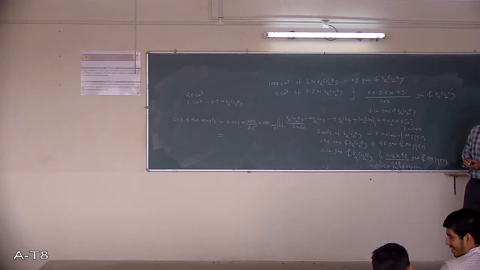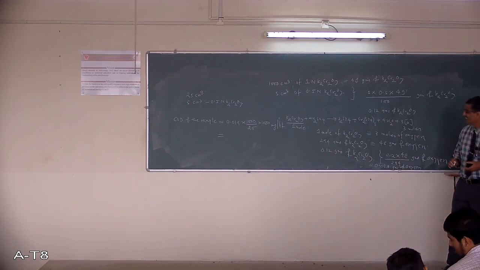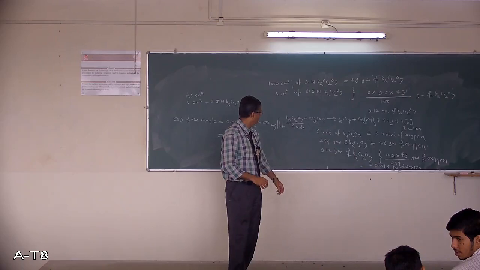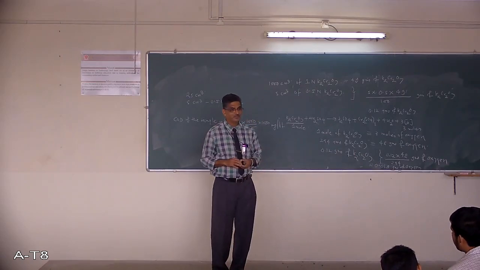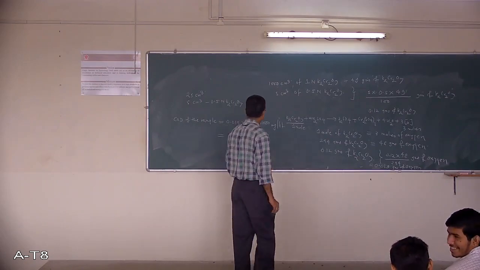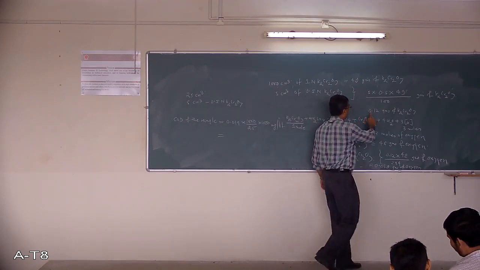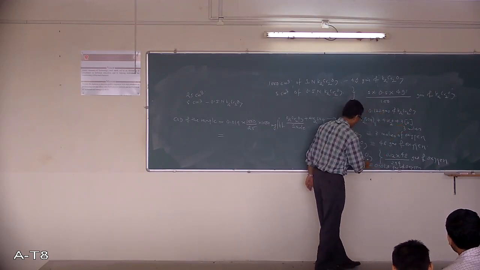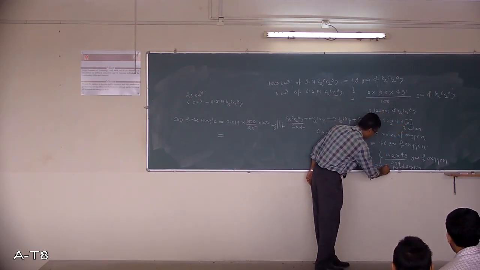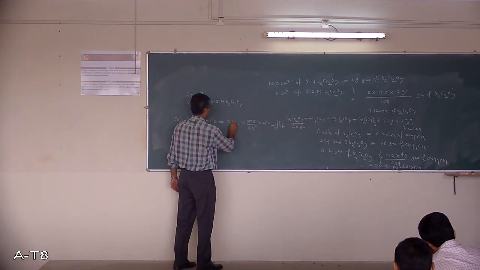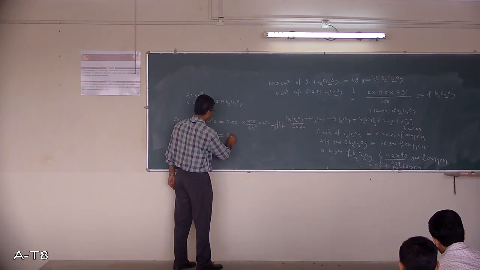What is the answer? Seven? 760. Correct. See, if you take it here, 0.122. I have taken 0.122, you get here 0.02, almost. And when you take here 0.02, you get 800 milligrams per liter.